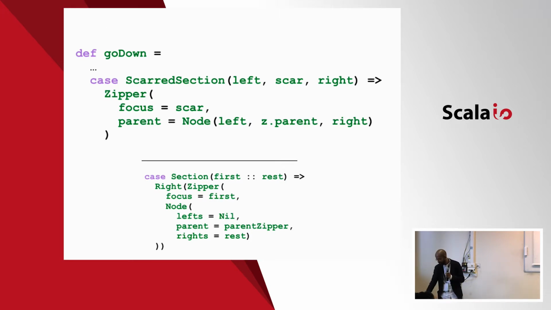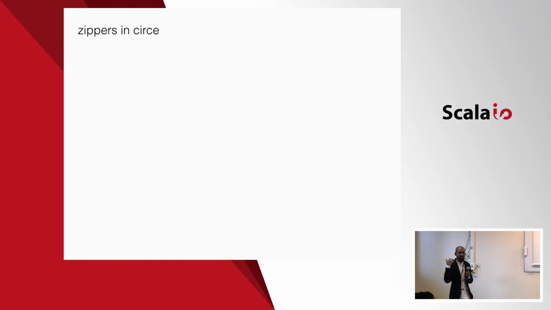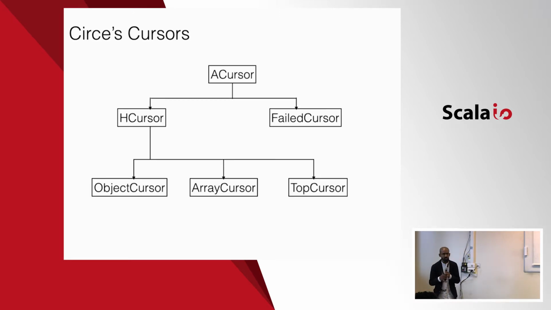That's what's down there. Okay, so let's talk about some real-world applications of zippers. The ones you'll most likely come across in your day-to-day work are in JSON libraries, and I'm going to talk about the one in Circe, particularly. The way it's organized in Circe, at least, you have this supertype that's a cursor, that's either an HCursor, which is a successful cursor, or a failed cursor. You remember all of our traversal operations returned Either, right? Because they were fallible operations.